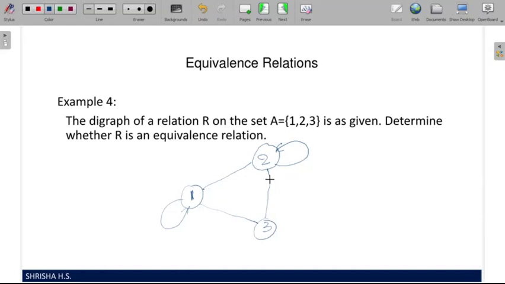So if you straight away observe here, okay, (1,1) is there, (2,2) is there, but (3,3) is not present. So a loop should have been there. So this is not a reflexive relation. Reflexive property does not hold for relation R, so therefore this is not an equivalence relation. Okay, so write the relation R, list out all the ordered pairs and show that as (3,3) is not present, it's not a reflexive relation, therefore it's not an equivalence relation.